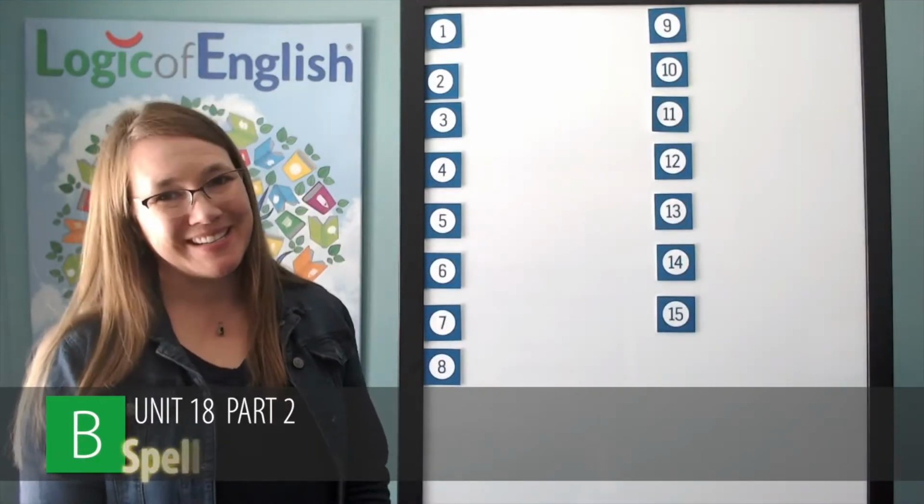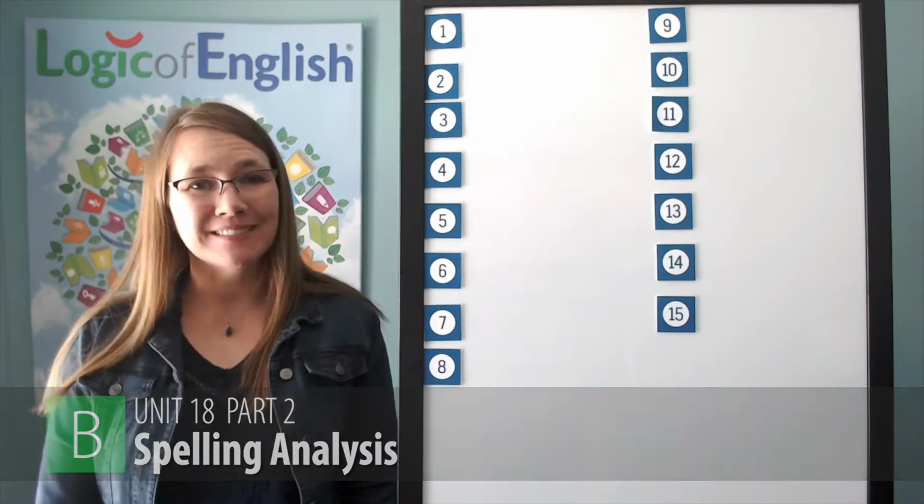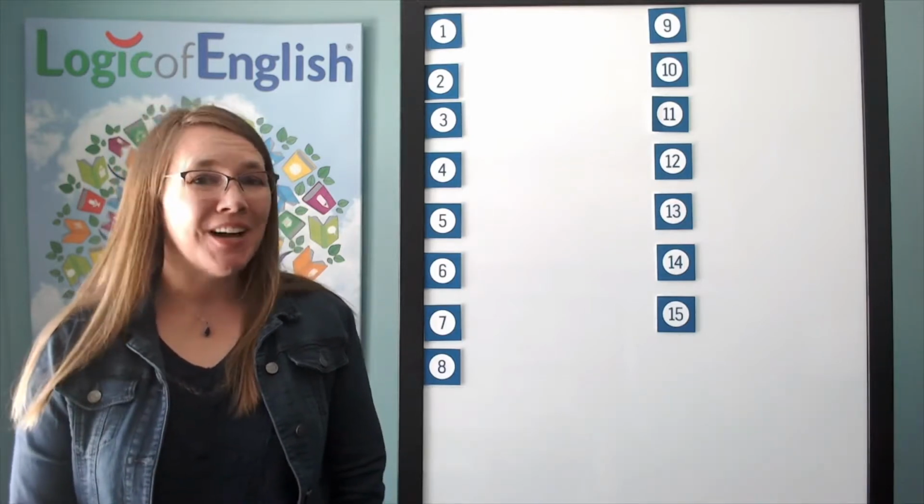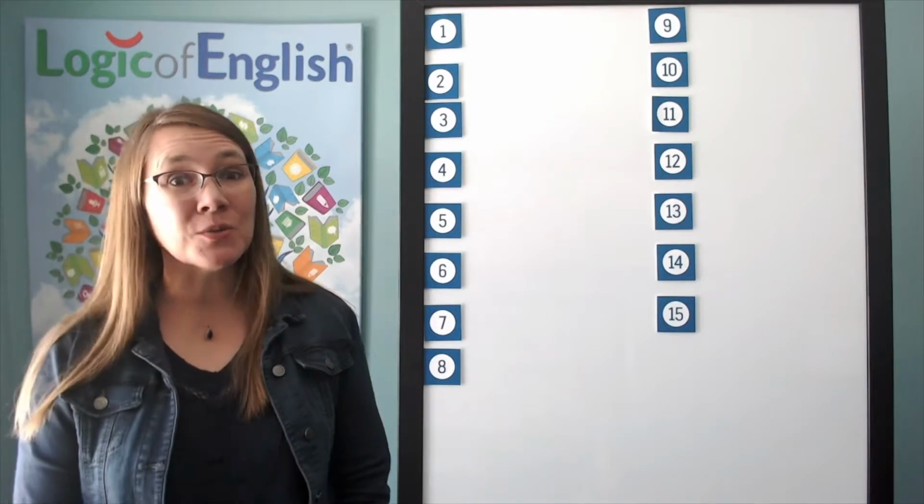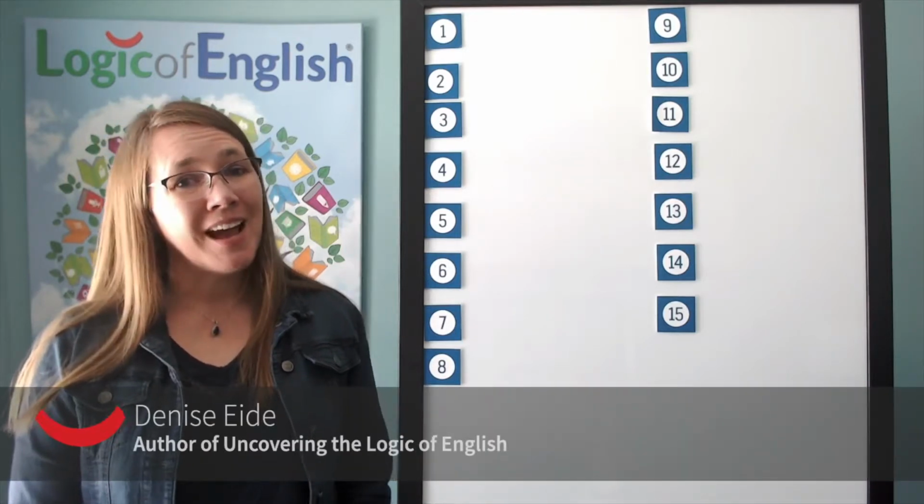It's time for spelling analysis. Let's keep applying the rules and phonograms we're learning. The first word is eagle. I saw a bald eagle soaring in the sky. Eagle. Go ahead and say eagle. How many syllables?